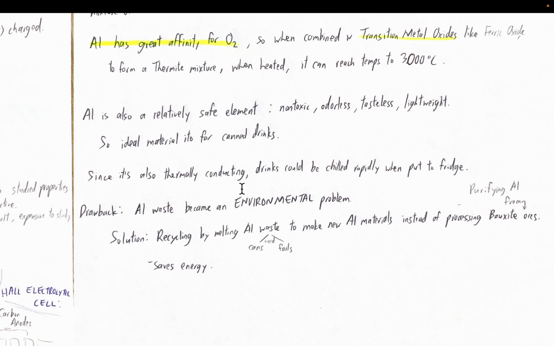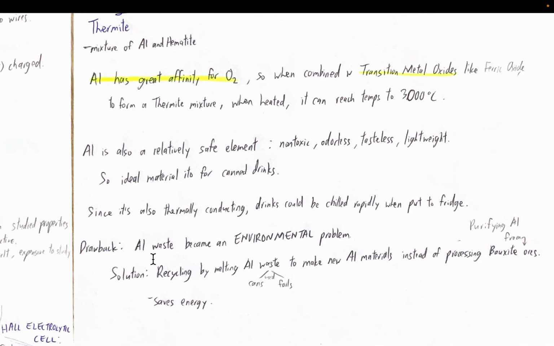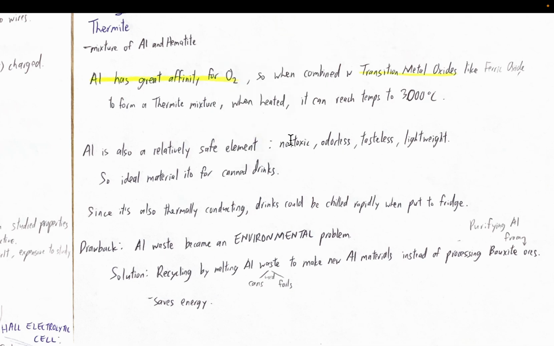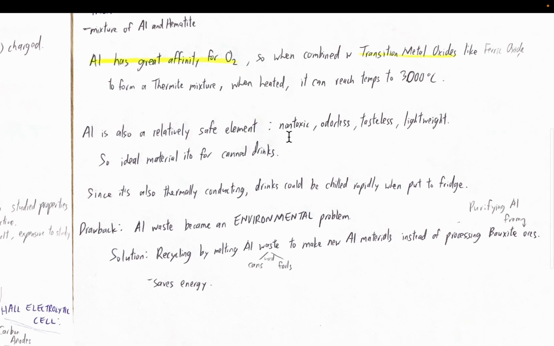One drawback, though, is that aluminum waste has become an environmental problem. So, just like plastics, you see aluminum everywhere, almost. Whether you're in the supermarket, whenever you see waste, that's basically in your community, in some areas in your community. So, because it's very cheap, it's very commonly used in industries.